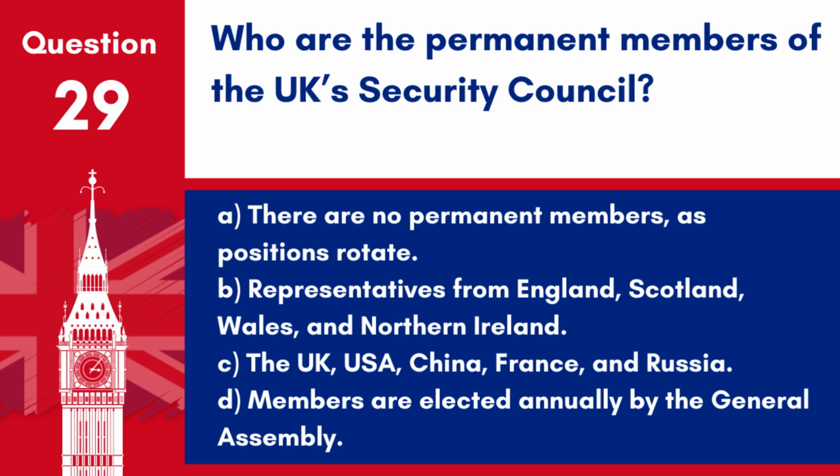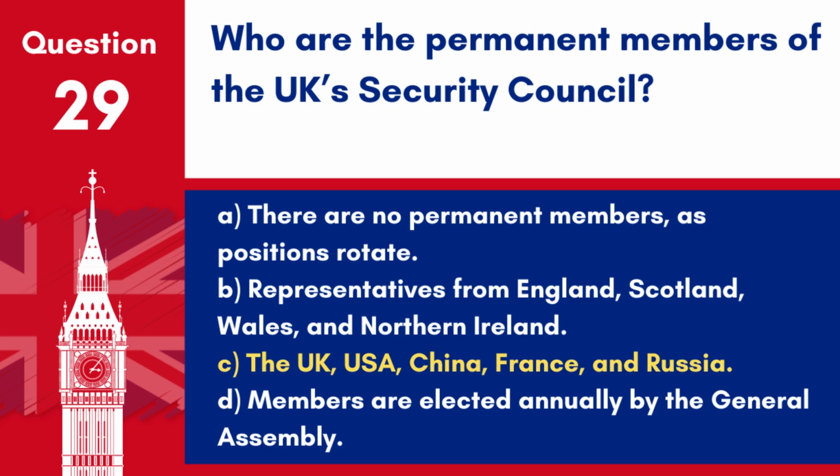A. There are no permanent members as positions rotate. B. Representatives from England, Scotland, Wales, and Northern Ireland. C. The UK, USA, China, France, and Russia. D. Members are elected annually by the General Assembly.